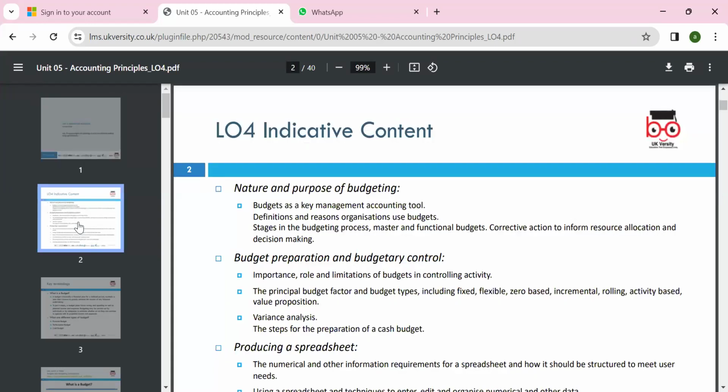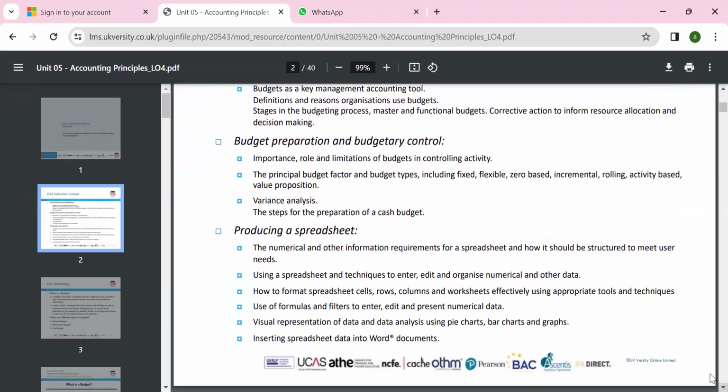So for the indicative content, we'll discuss that budget is a management accounting tool. We'll discuss reasons for budgets, types of budget, how we can prepare the budget, and how we can use the spreadsheet to prepare it. Of course, we can create graphs. We can present the budget in different bar charts, line graphs, and any graph you want. We can use a lot of formulas, especially in Excel, to present these facts and figures. Let's move to the next.